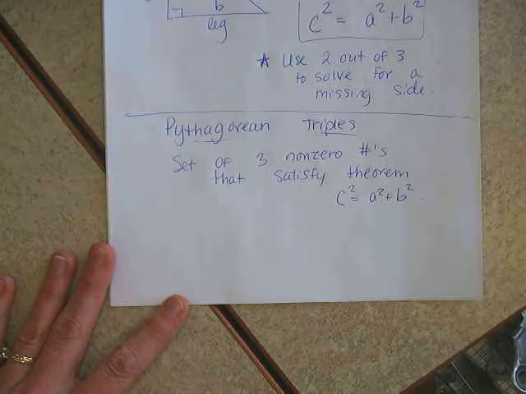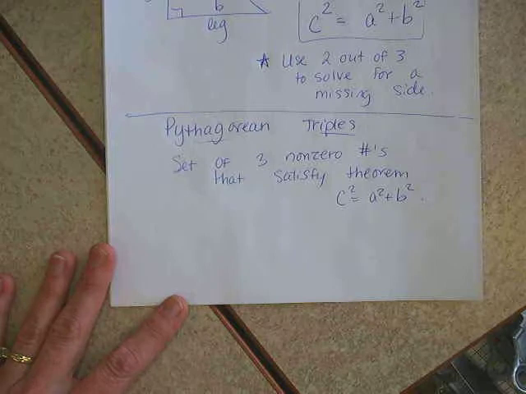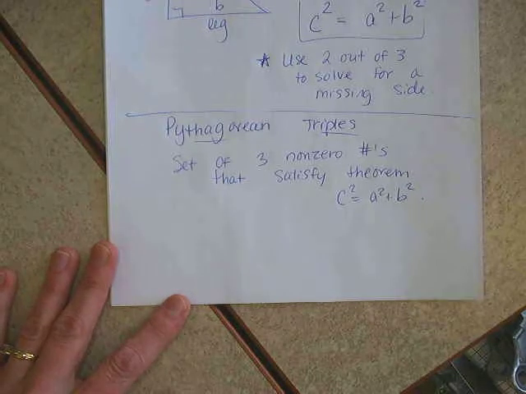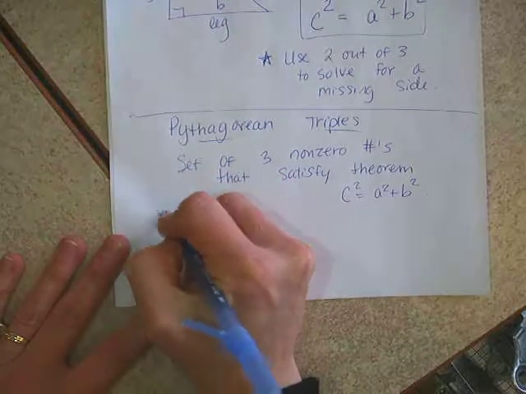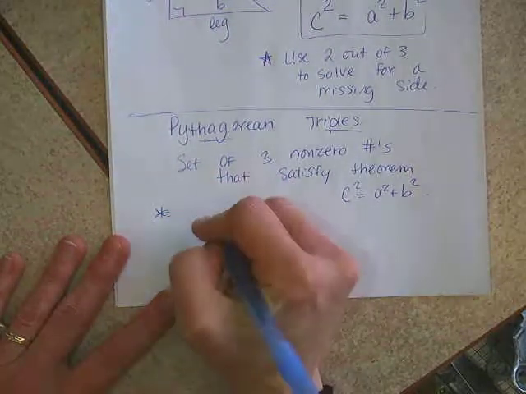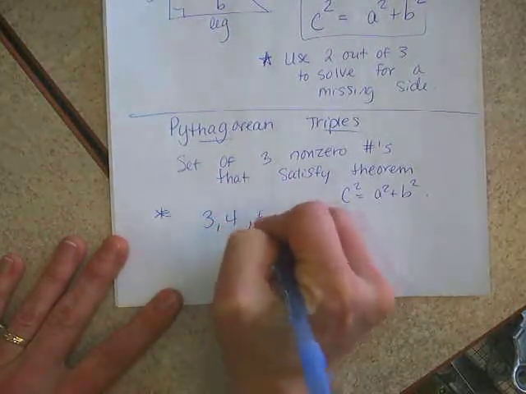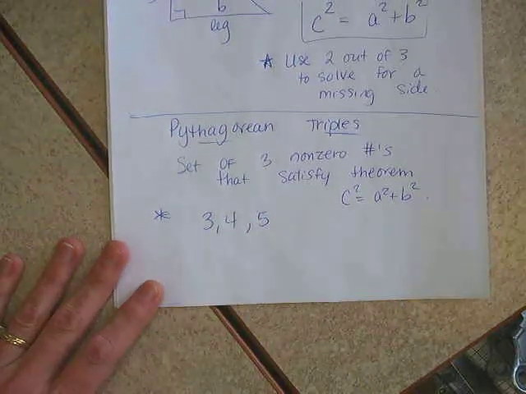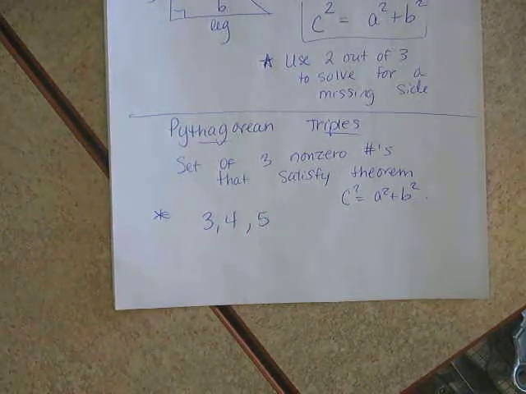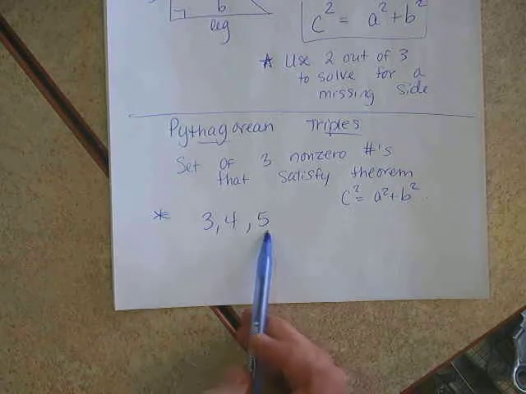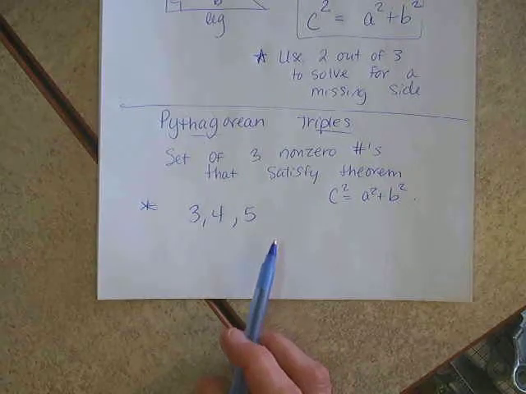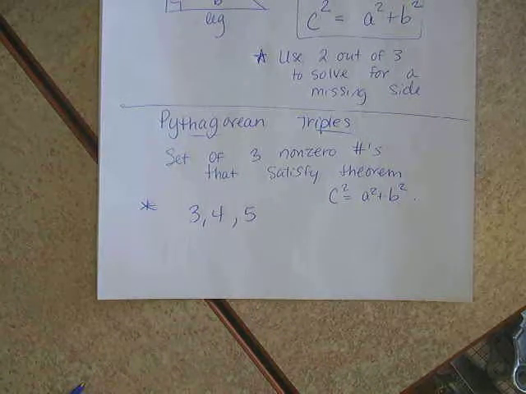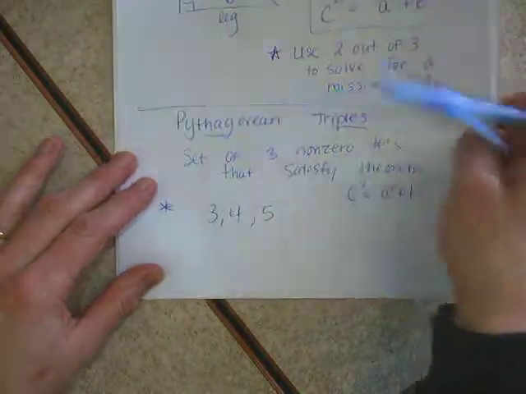Okay, so we have a couple triples that are worth your time. They give 4 sets in the book. 2 of them I'm not even going to have you write down because you're probably not going to remember them anyways. But this one is the best one to remember. 3, 4, 5. 5, of course, would be the hypotenuse, and 3 and 4 would be the legs.